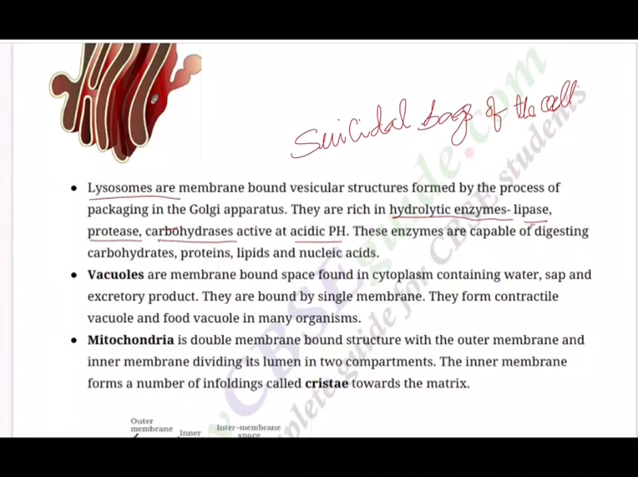They are particularly abundant in certain cells like white blood corpuscles, macrophages, Kupffer cells, and in secretory cells. So they are basically autophagic vacuoles. Hence, lysosomes also play a crucial role.